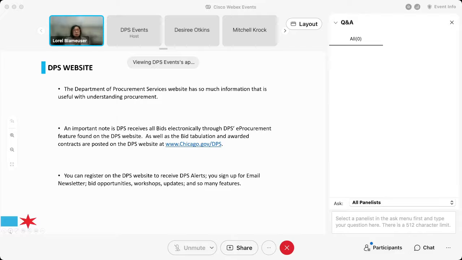So the DPS website, as I keep mentioning, has so much information. It really is one of the best tools that the city can offer for you as the public to submit bids or proposals for any of these projects. It is a great source of information. As Jackie mentioned, there are some other slides that will be presented regarding resources. There's also something that I want to inform you about.